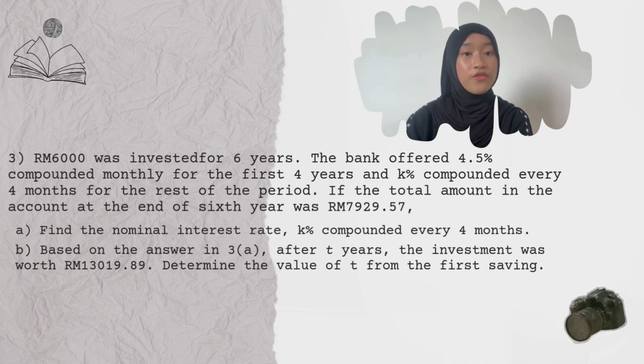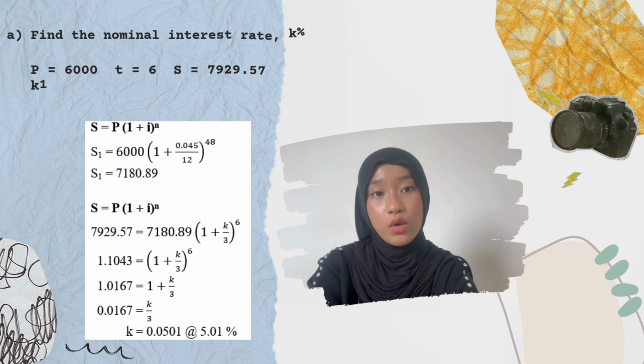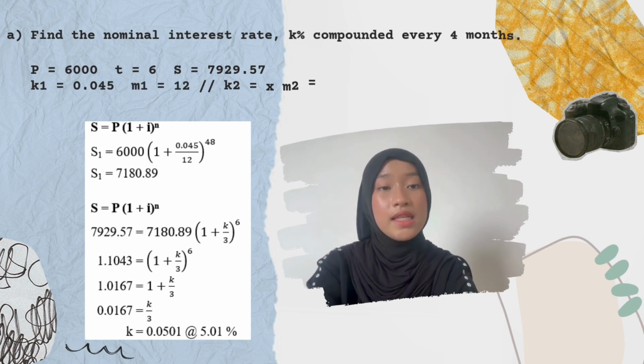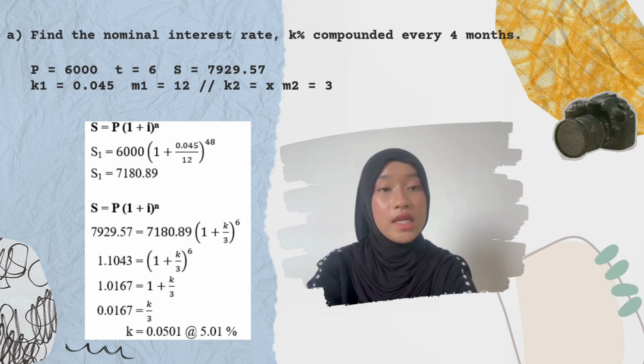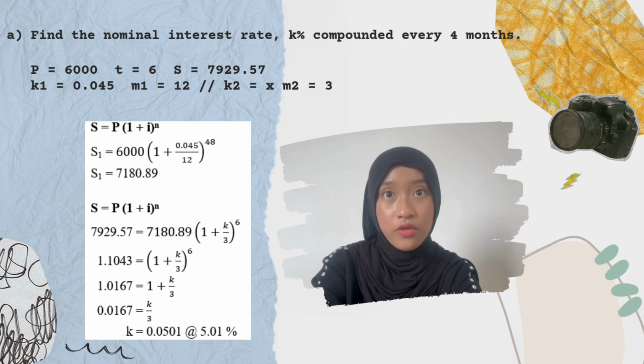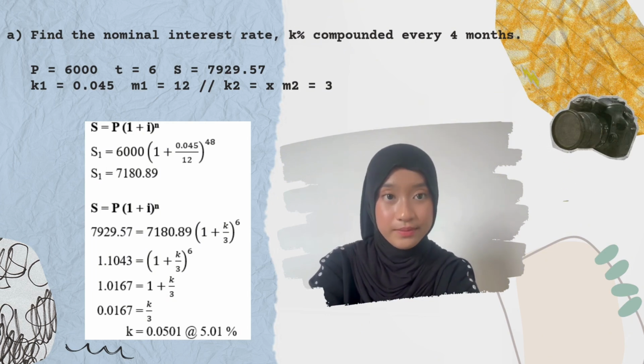Determine the value of T from the first saving. Based on question 3, it is stated that P is equal to 6,000, T is 6 years, and S is 7,929 ringgit and 57 cent, while K1 is 0.045 and M1 is 12, while K2 is what we need to find and M2 is equal to 3.